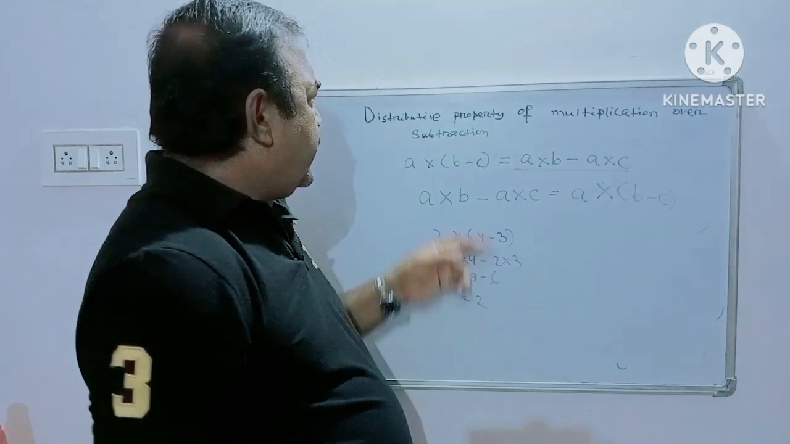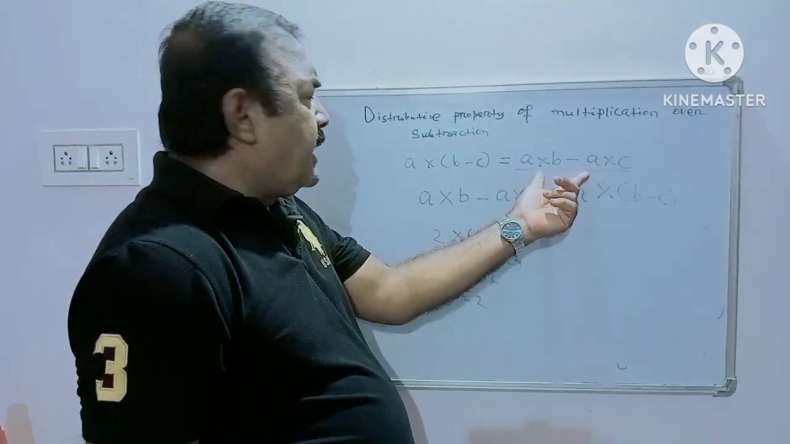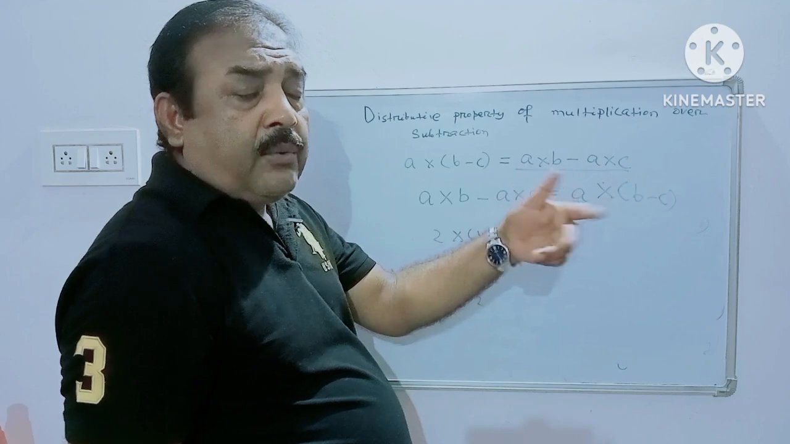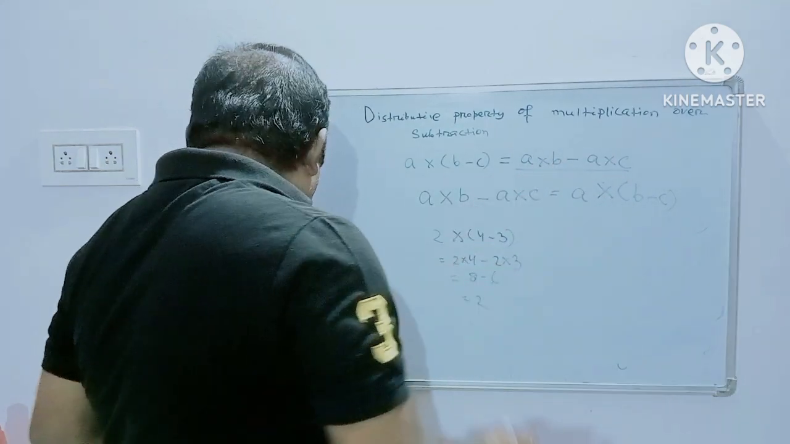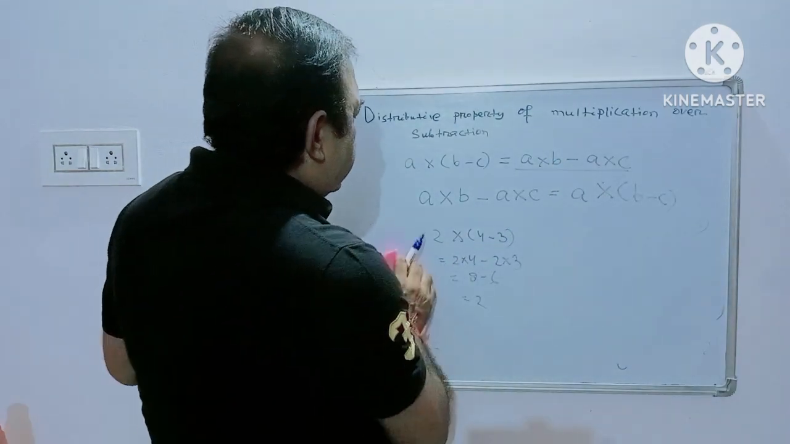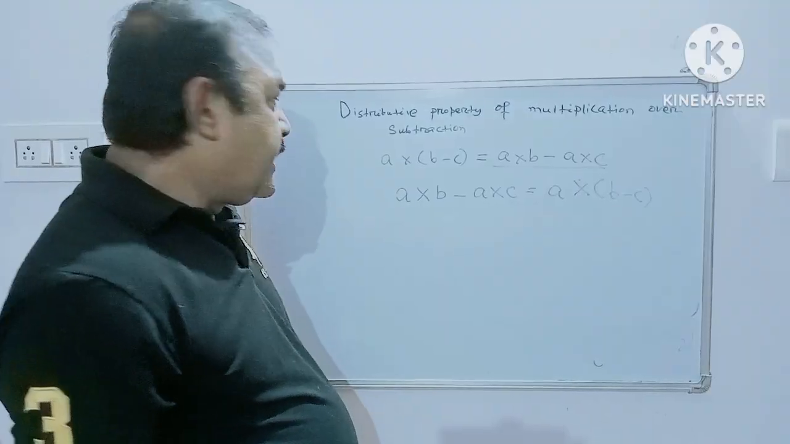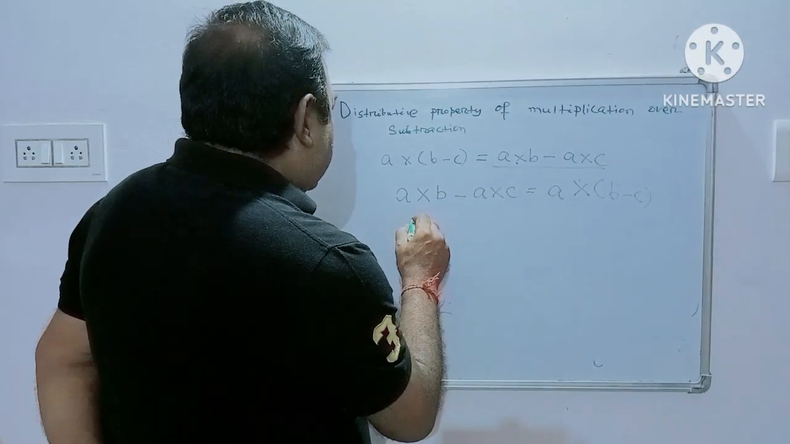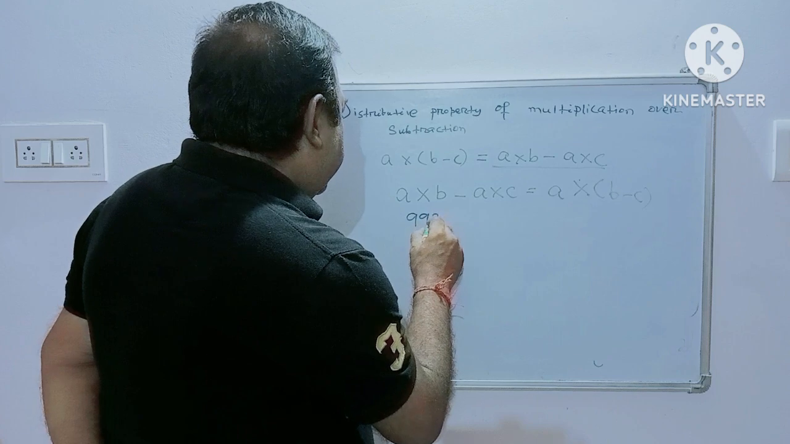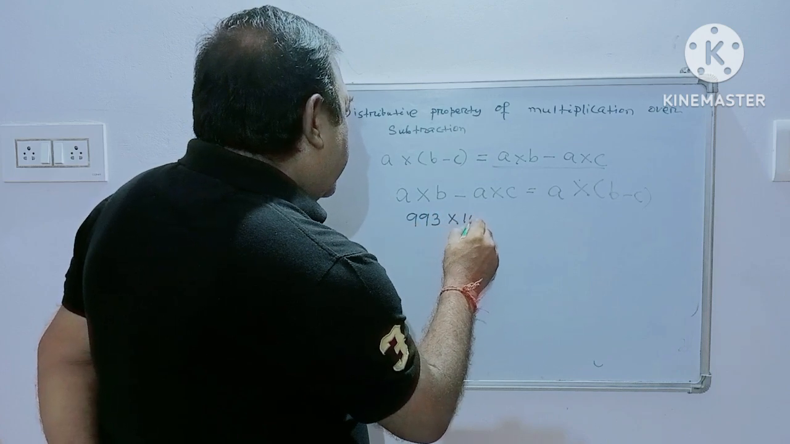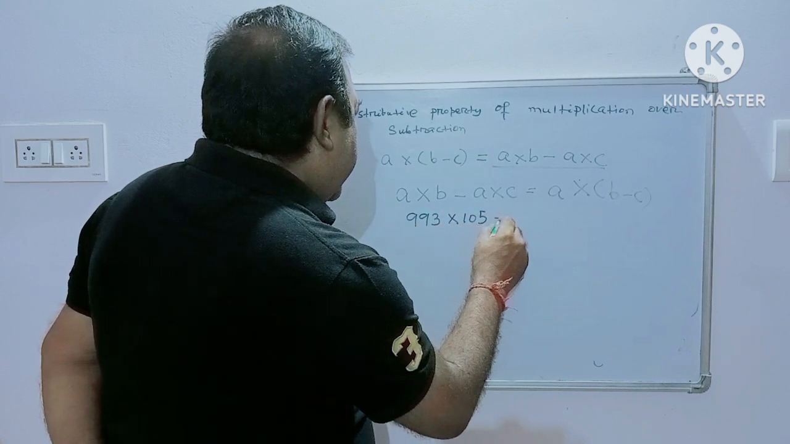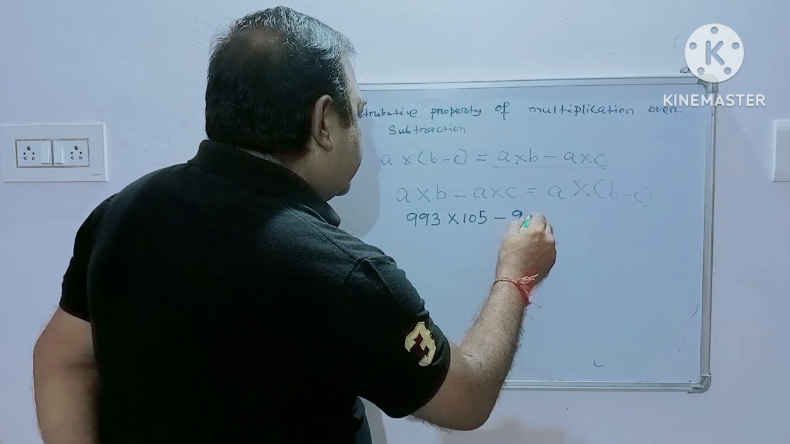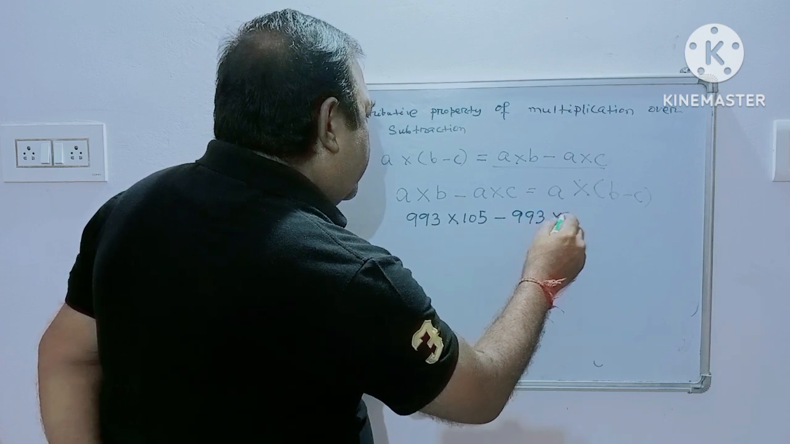If you release the bracket and write like this, it is also helpful. Where? When? We will mark it, you see. Just erase it. Let's take an example: 993 into 105 minus into 5.